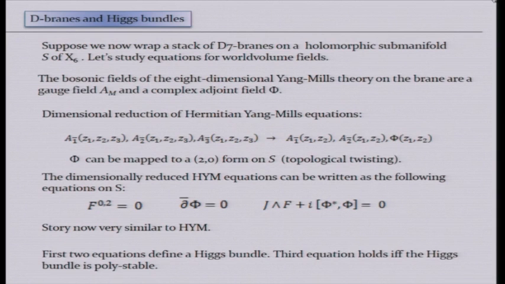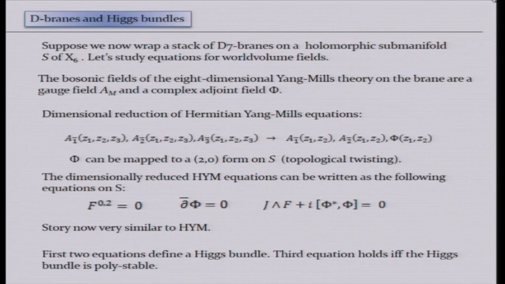Adjoint scalars. And usually we combine them in a single complex scalar. And the complex scalar, if you remember the way that this works, describes deformations of the D-brane in the direction normal to it. So if you move around the expectation value phi, you're eventually moving around the brane, the D7 brane in this case, in the higher dimensional spacetime.